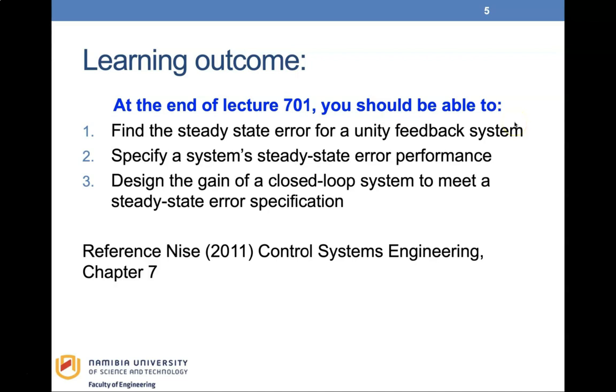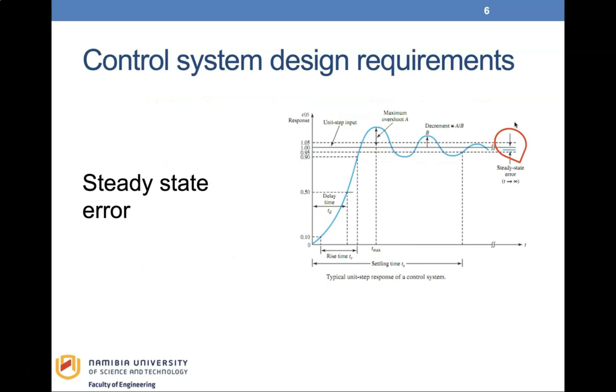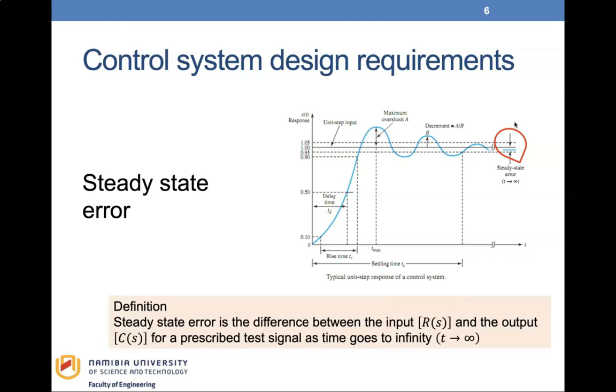First, we will define the errors and then develop methods of controlling them. In subsequent lectures, you will discover that control system design is usually a trade-off between desired transient response, steady state error, and the stability requirement. As a way of definition, the steady state error is the difference between the input R(s) and the output C(s) for a prescribed test signal as time goes to infinity.